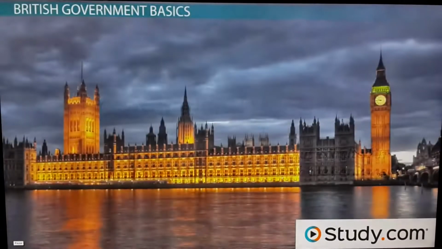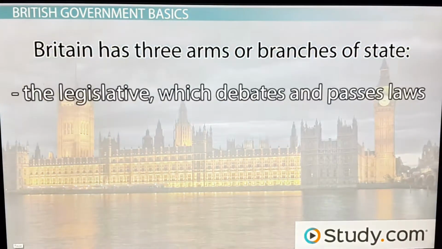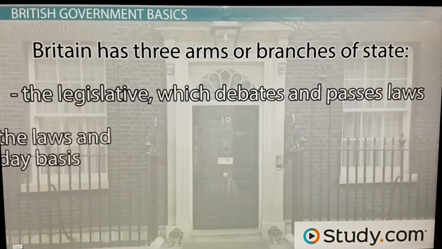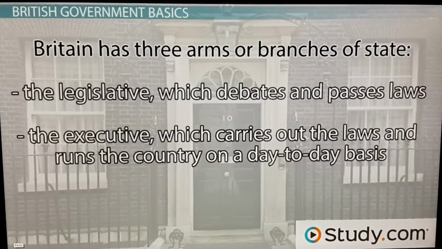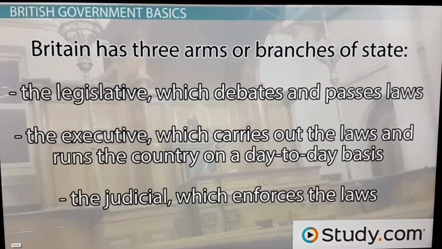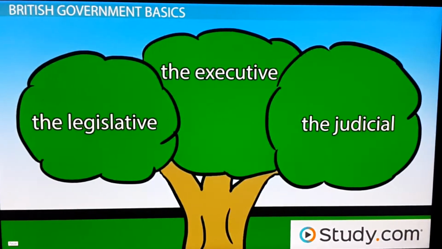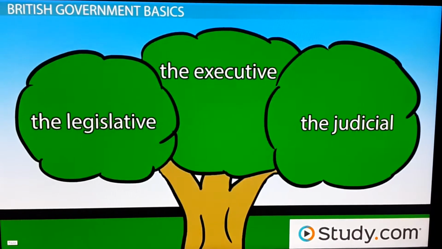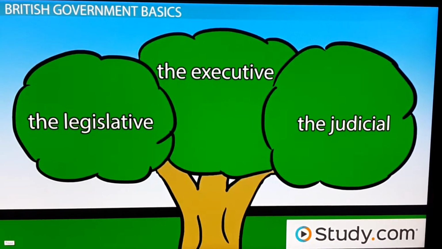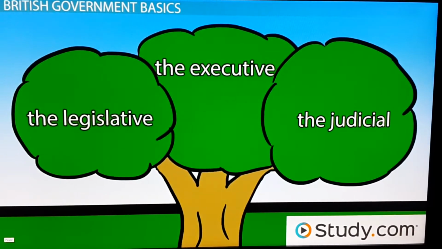Second, you must understand that Britain has three arms, or branches of state: the legislative, which debates and passes laws; the executive, which carries out the laws and runs the country on a day-to-day basis; and the judicial, which enforces the laws. In Britain, these three branches often overlap, and their powers sometimes fuse together when government officials belong to more than one branch at a time. For instance, many members of Parliament also serve as ministers in the executive branch.